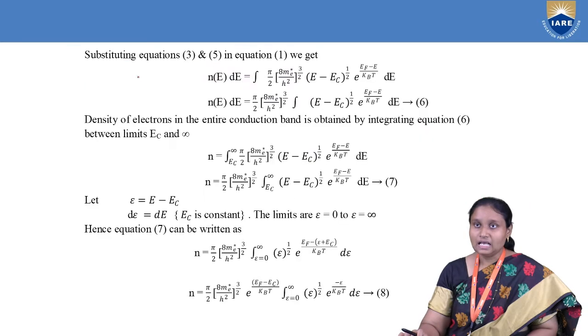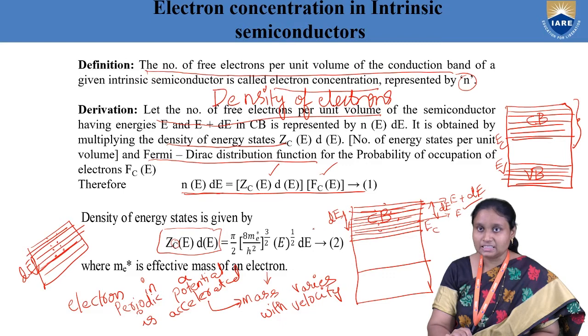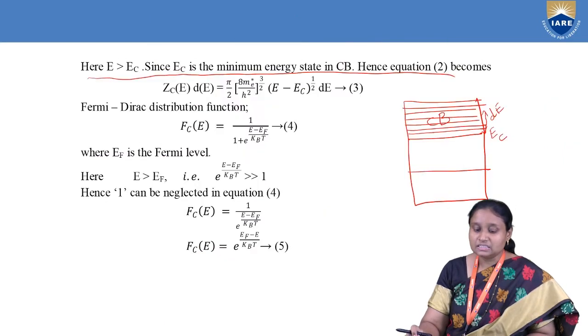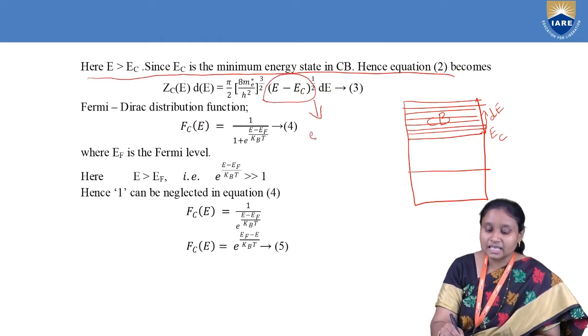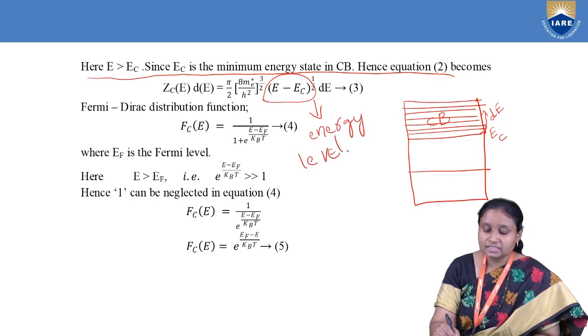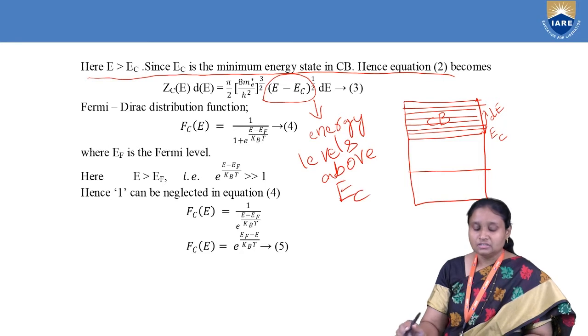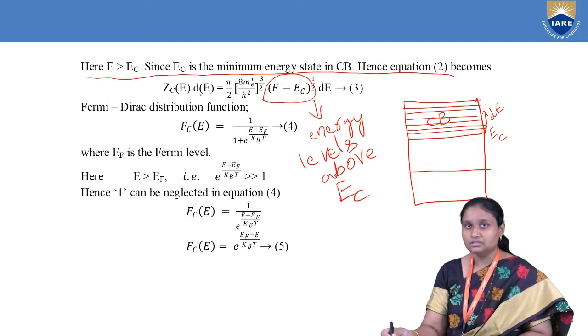As you can see in our equation 2 which we have taken, in place of E, I am going to take E minus EC. Why am I taking E minus EC? In order to show that I am considering energy levels above EC. So that is why in place of E, we are taking E minus EC. So this is the final expression for the density of energy states in the energy interval dE.